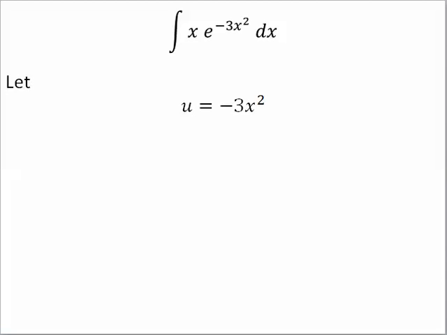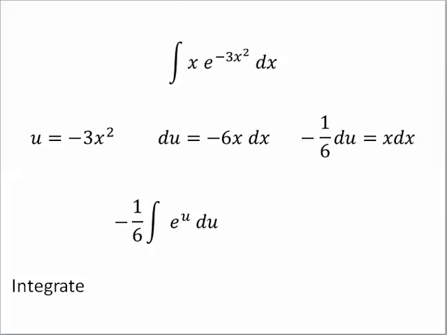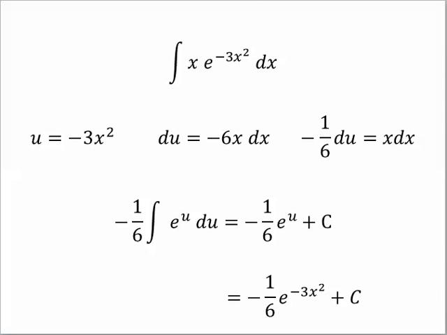For this indefinite integral, I would choose u equals negative 3x squared, and then du would be negative 6x dx, and x dx, I would trade x dx in for negative 1/6 du. And I'm ready to make my substitutions. Once I make my substitutions, then I'm ready to integrate. The antiderivative of e to the u is just e to the u. And so now I'm ready to substitute back, and my final answer for the antiderivative is negative 1/6 e to the negative 3x squared.